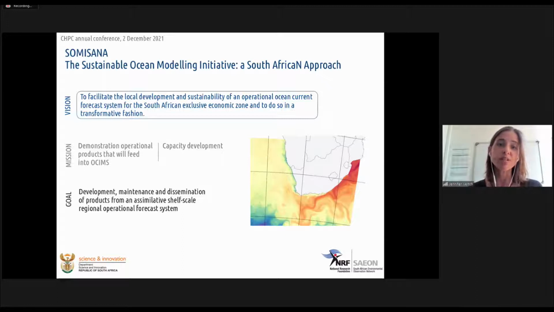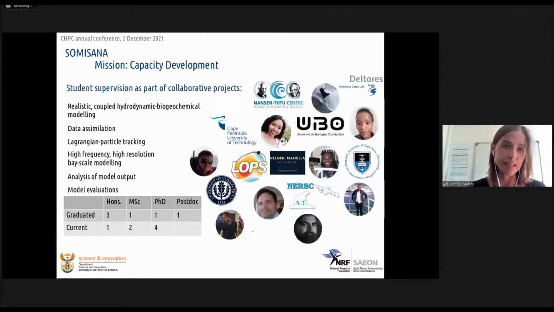In order to ensure the longevity and continued development of an operational ocean forecast system, it is crucial that we have enough capacity to do the work. And therefore, the two immediate goals of SOMISANA are to develop useful demonstration forecast products, as well as to develop local capacity. I have it on a colleague's good authority that SOMISANA means something like to work together in Sepedi.